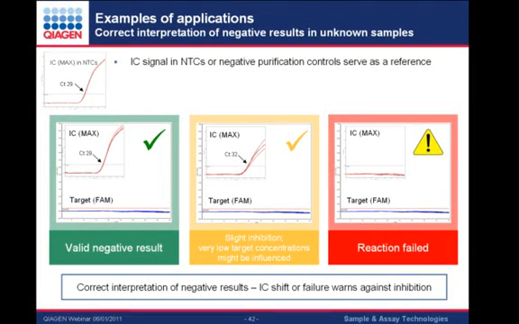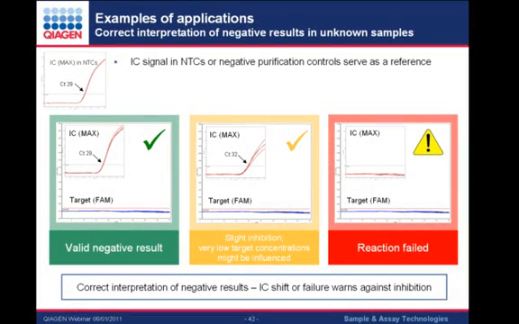So what does this mean for the interpretation of your results? I will show you on this slide. When the internal control is used as an amplification control by addition to the master mix, then the internal control signals in the no template controls always serve as a reference for the internal control CT value that you expect in your sample reactions. If you add the IC to the extraction, then the IC signal in the negative purification control can serve as a reference.